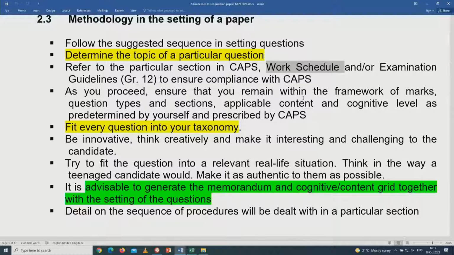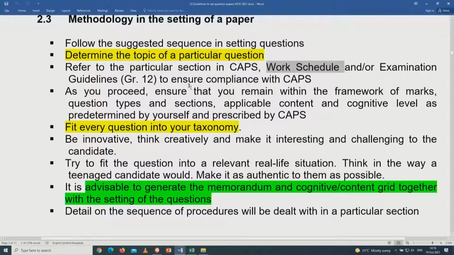Because if I can give you the sequence right now, there on top it says follow the suggested sequence. You start with your ATP, you start with your CAPS in grade 10 and 11. What must learners know on biodiversity in plants, for instance, in grade 11? If I know what they must know, then I can work on a question. I can't just go to a textbook and pick a question or a homework piece and put that into my question paper, but that is not even in CAPS. It is not even expected for learners to know that.